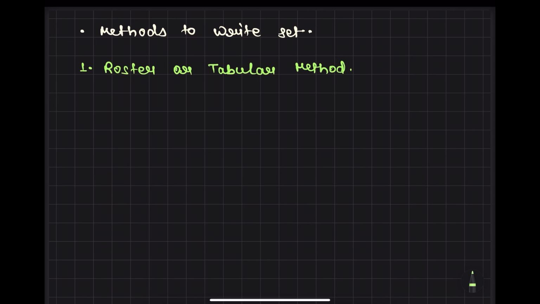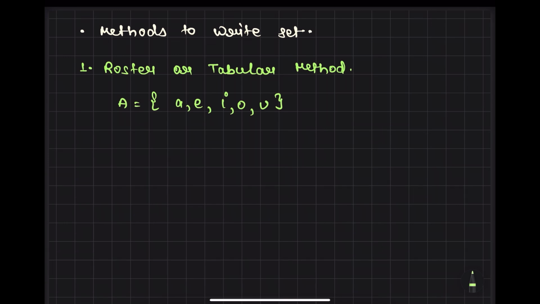So in this method, you will hand pick all the elements and you will place them individually. Suppose that I have asked you to write down a set that contains the vowels of the English alphabet. So what will you do? You will start hand picking the elements. Sir, it is A, E, I, O, U. So you will hand pick all the elements and you will write them inside curly braces separated by commas.